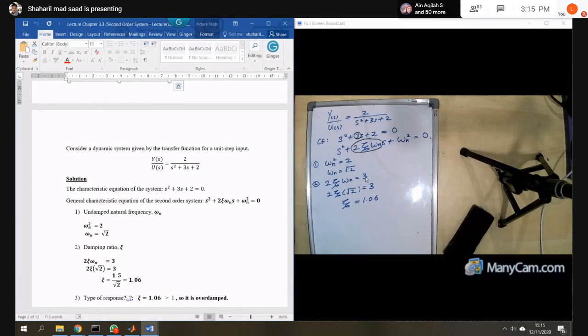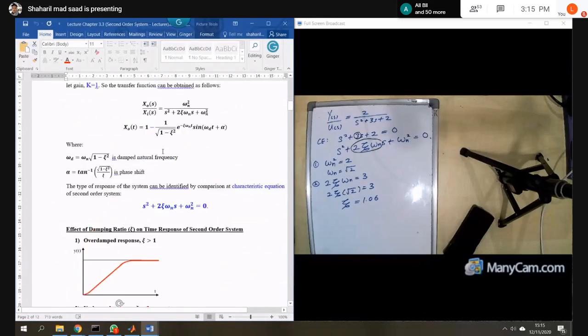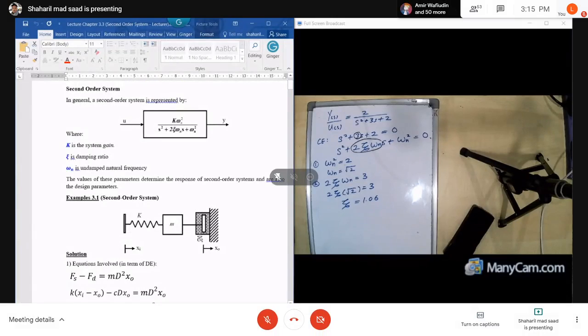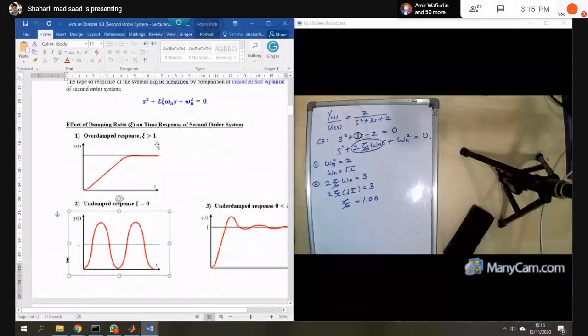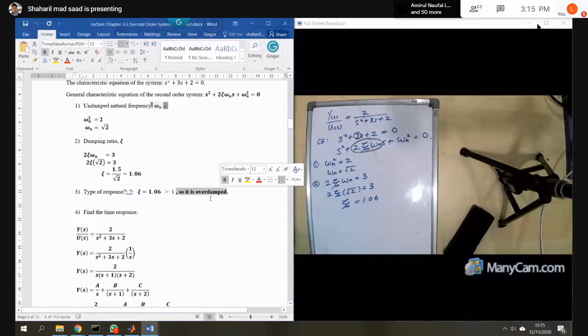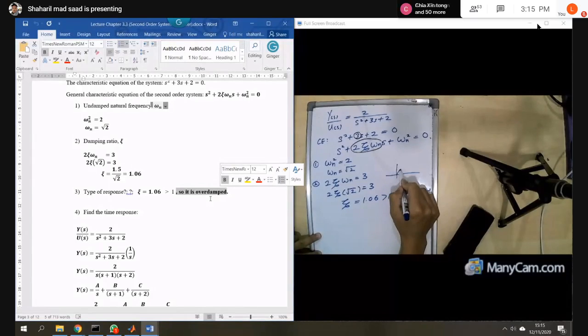That means with 1.06, the graph will be like this one. We call it overdamped. That means there is so much damping here, so your mass will stop because of the damper. So theta more than 1, we call it overdamped. The graph will be like the first order.